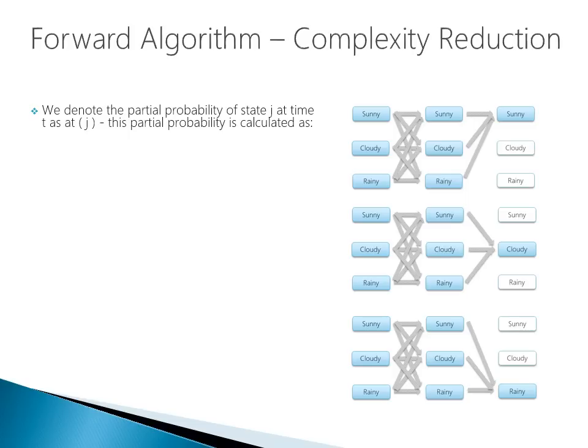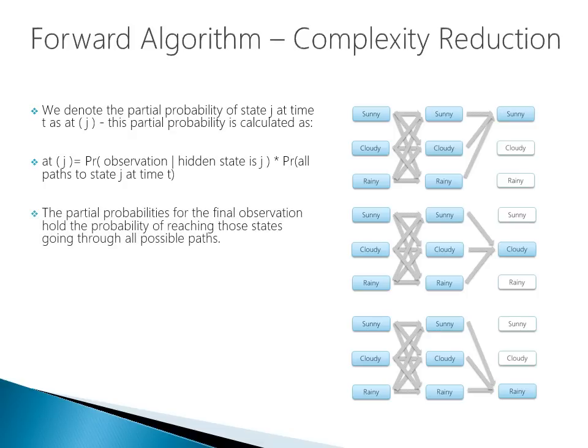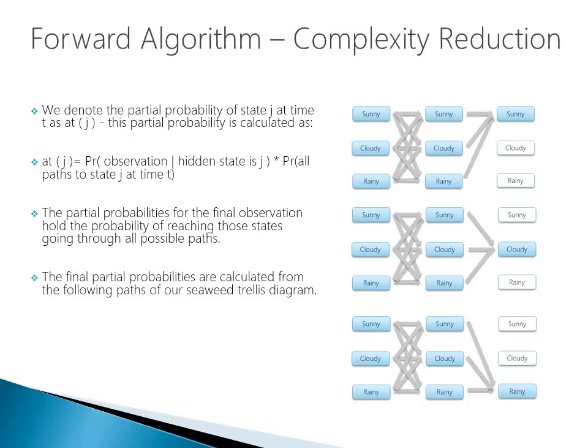This partial probability is calculated as alpha_t(j) is equal to the probability of the observation given the hidden state is j, times the probability of all paths to state j at time t. The partial probabilities for the final observation hold the probability of reaching those states going through all possible paths. The final partial probabilities are calculated from the following paths of our seaweed trellis diagram.